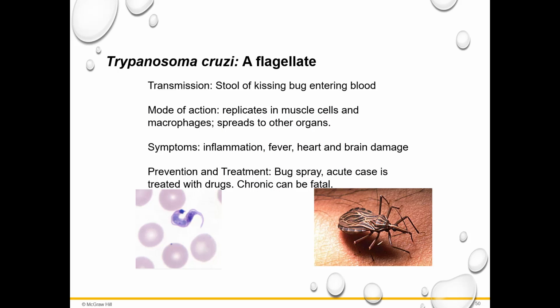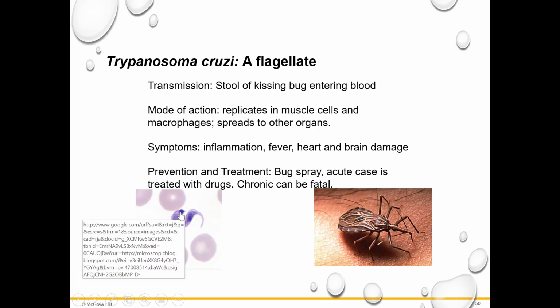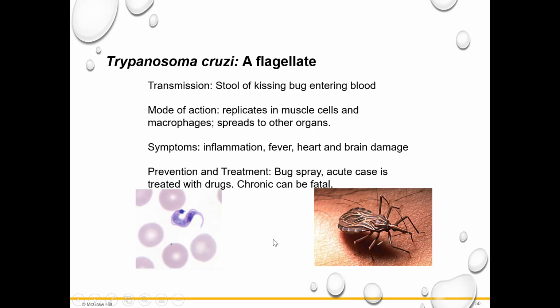Trypanosoma cruzi is also a flagellate, and this is what Trypanosoma cruzi looks like. So that's the organism, and this is what transmits it. It's transmitted by the stool of the kissing bug, which enters into the blood. So this little organism is inside of this bug's digestive tract. These bugs are found in southern United States, Central and South America, and they carry this Trypanosoma cruzi, which causes Chagas disease. There is a similar version of this called Trypanosoma brucei, which causes African sleeping sickness over in Africa.